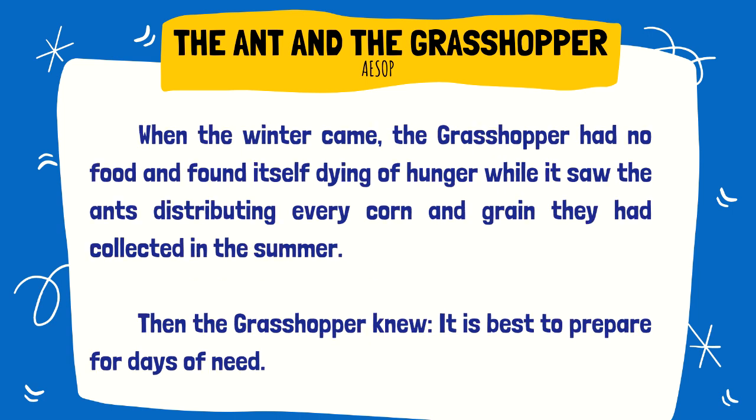When the winter came, the grasshopper had no food and found itself dying of hunger, while it saw the ants distributing every corn and grain they had collected in the summer. Then the grasshopper knew it is best to prepare for days of need.